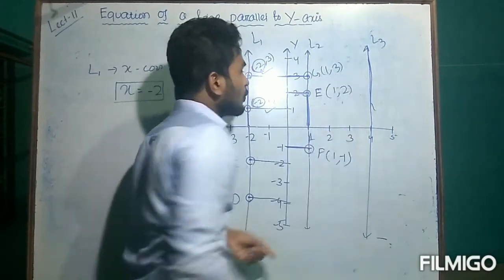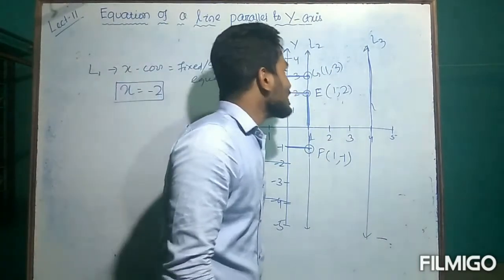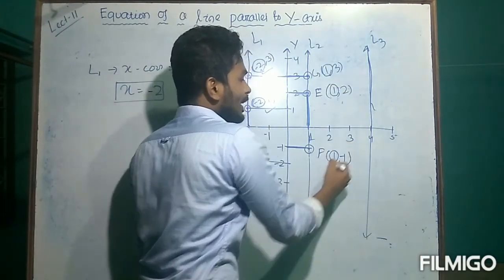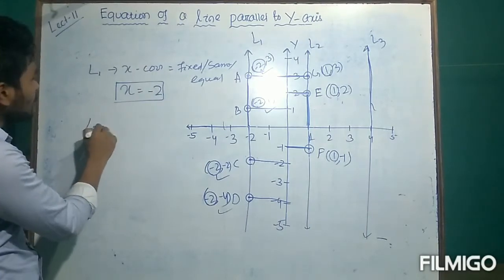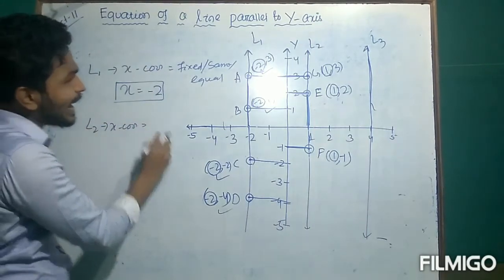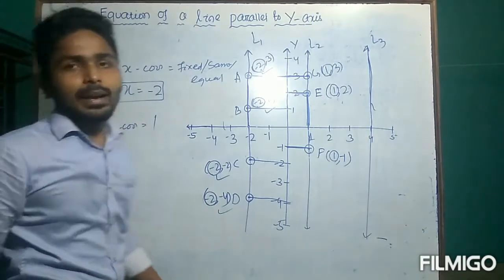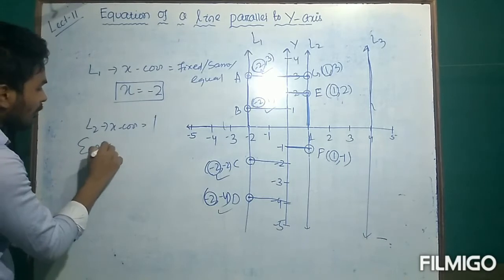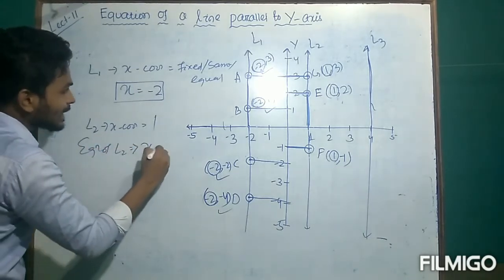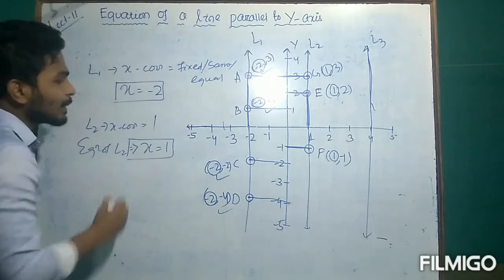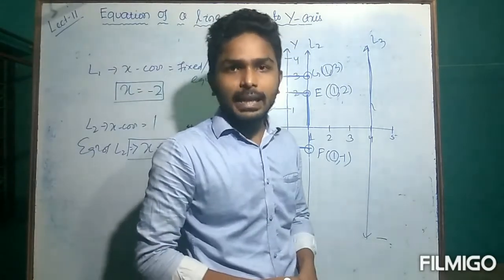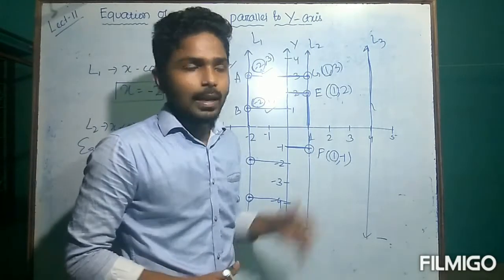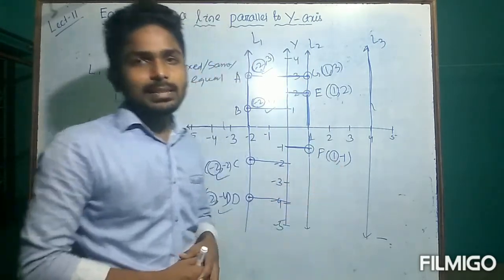3 units. So for all these 3 points we also get a similarity. What is the similarity? For all these points the x coordinate is fixed, right? So for the L2 point the x coordinate is fixed, and what is that? That is 1. Hence the equation of this line L2 is x equals 1. Why? Because over this line you can take any point, and you get the x coordinate to be fixed and equal to 1. Hence the equation is x equals 1.